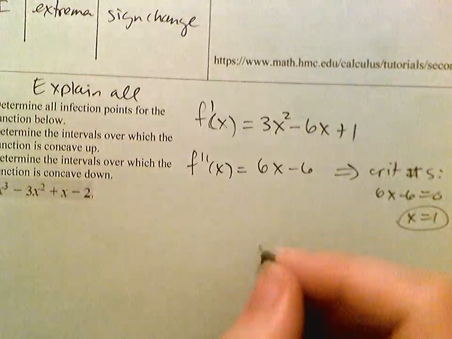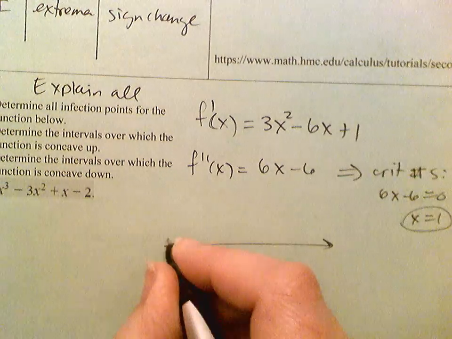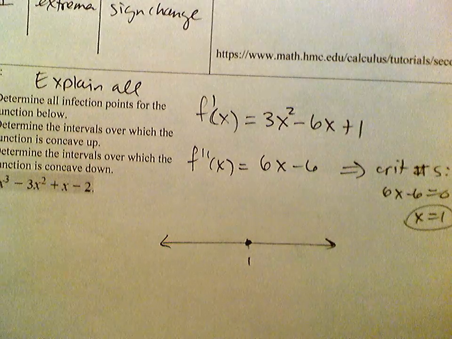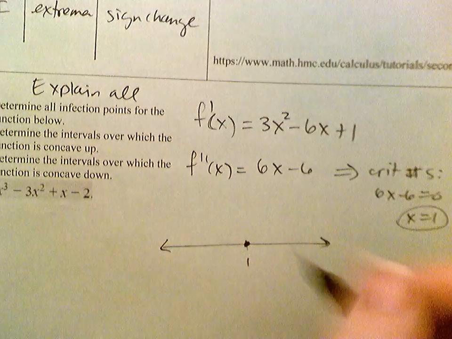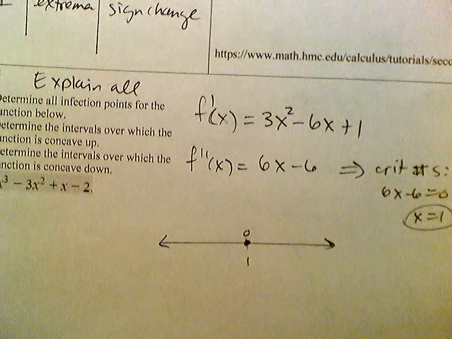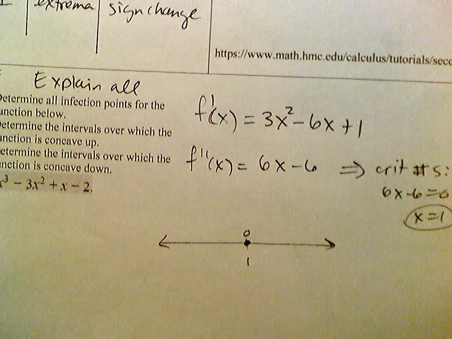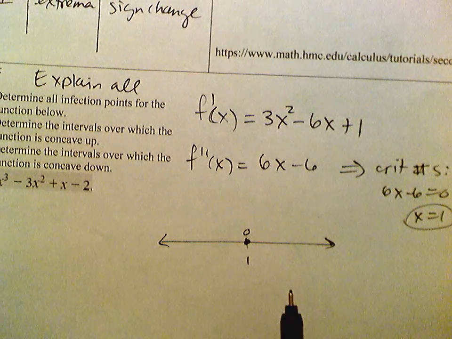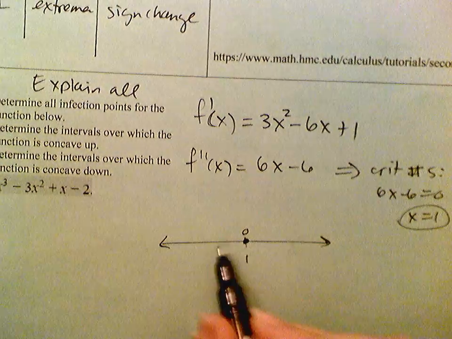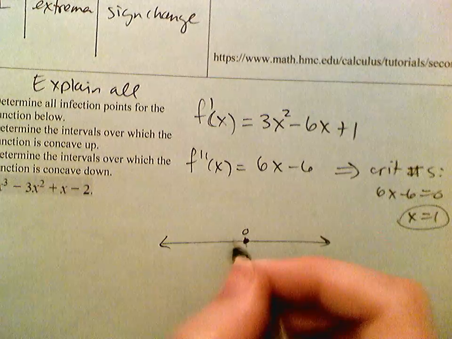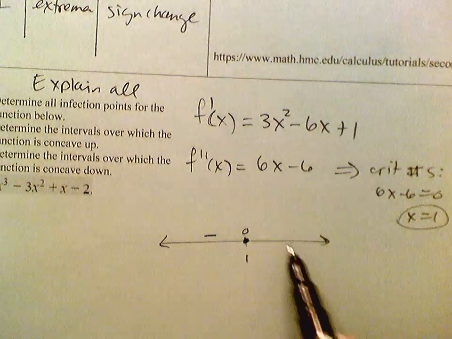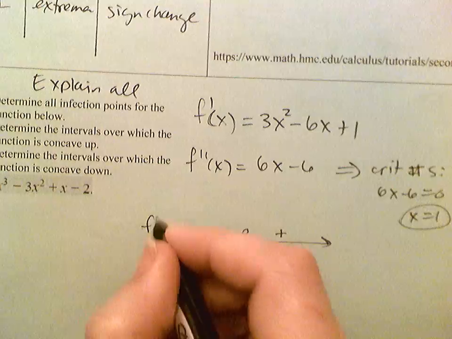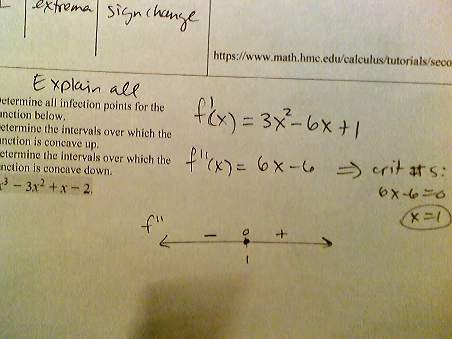Now I will do a number line test. I've only got one critical number, so there's 1. And how did I get this critical number? It was because f double prime was 0. Then I'm going to do testing points to the left and right and see if I observe a sign change. To the left of 1, I'll use 0, so we get negative on that side. And to the right of 1, I could pick 2 and I would get positive. This is the f double prime number line.